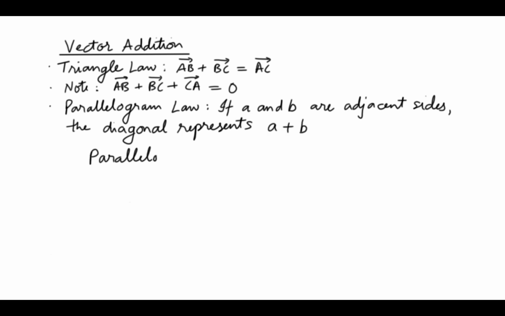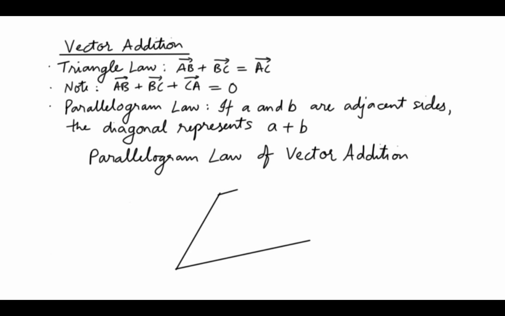Alternatively, if two vectors originate from the same point, we can use the parallelogram law, where the diagonal passing through their common origin represents their sum. So you can see from the diagram, vector A is there, vector B is there, and through the diagonal, the sum of the two vectors, A plus B.